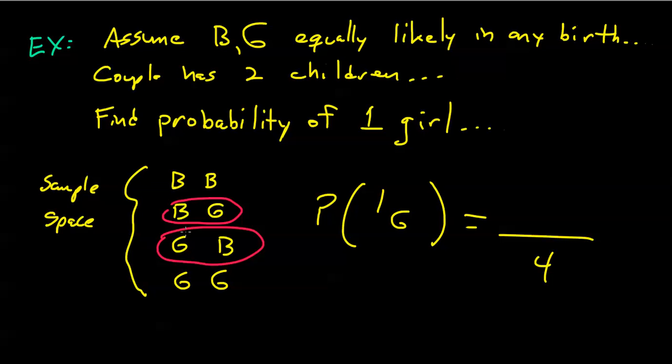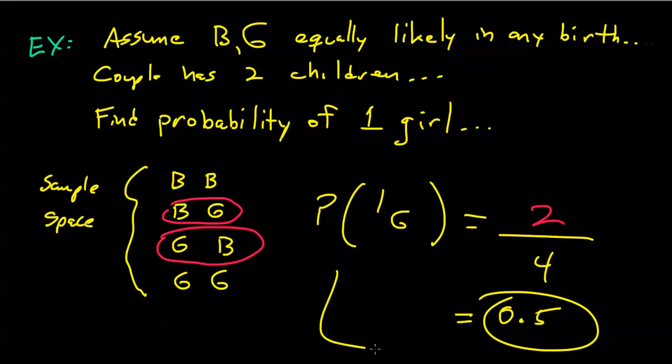Please note that the statement one girl means exactly one girl. That means one girl and one boy by implication. Okay? So one girl, exactly one girl, equivalent to one girl and one boy. So we've got 2 of these outcomes that correspond to one girl out of 4 possible outcomes. Hence, the probability of one girl is 1/2 or 0.5. Okay?